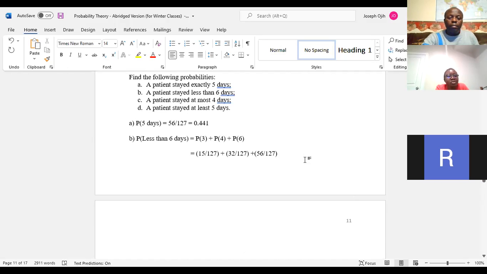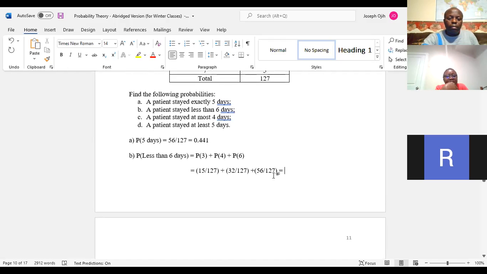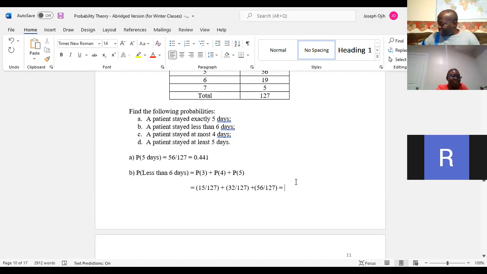Professor, you have plus P6 here instead of P5. P5, yes, sorry, my mistake. Okay, I guess I need eyeglasses. It's time to get the eyeglasses. So now let me write this down so we can compute this.